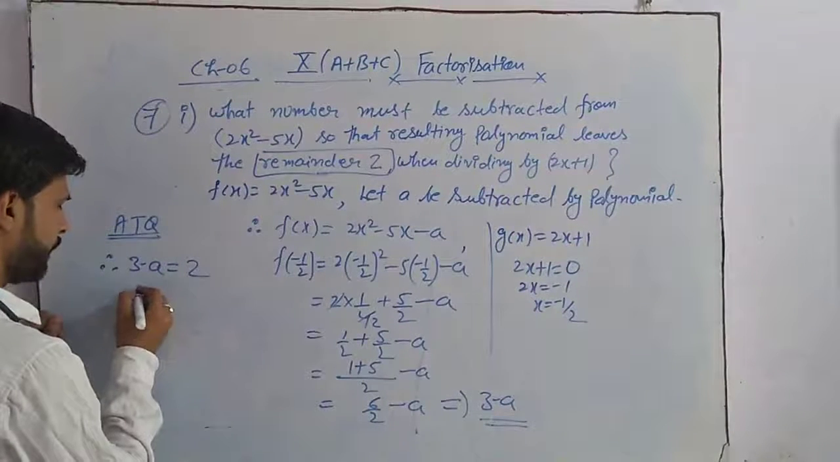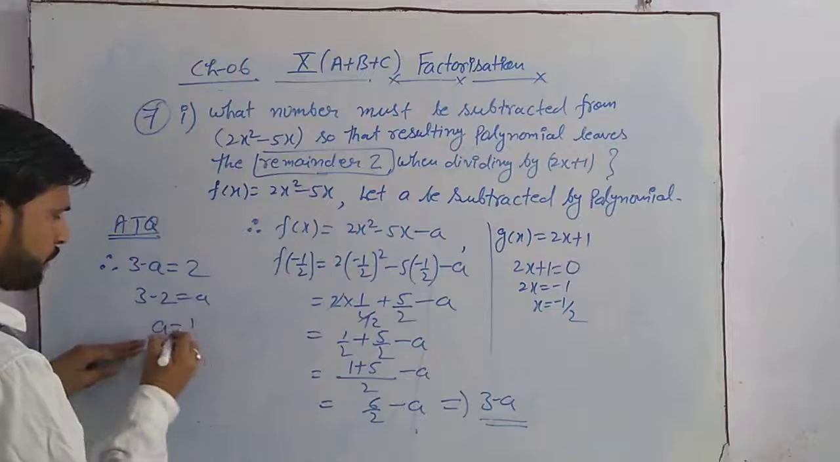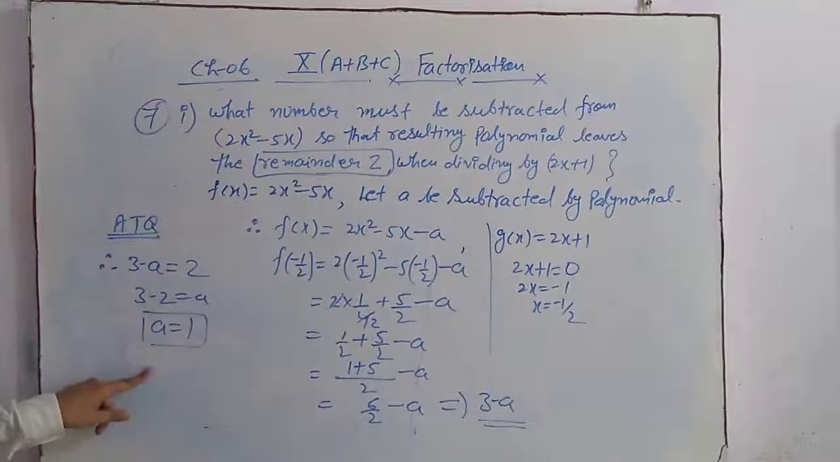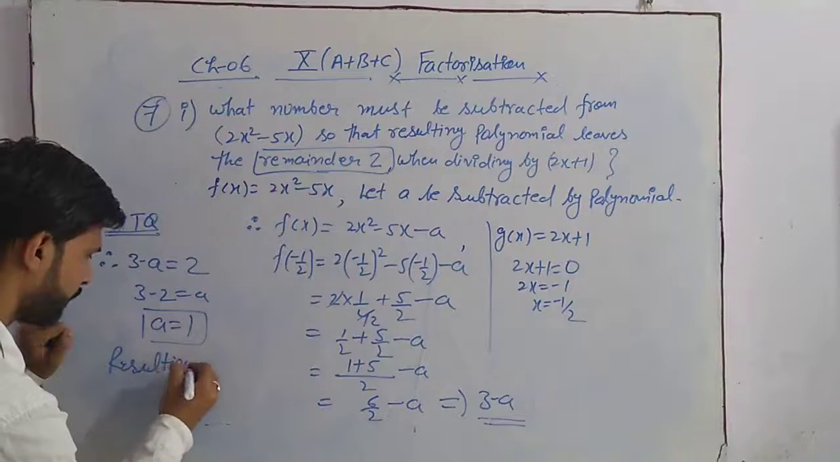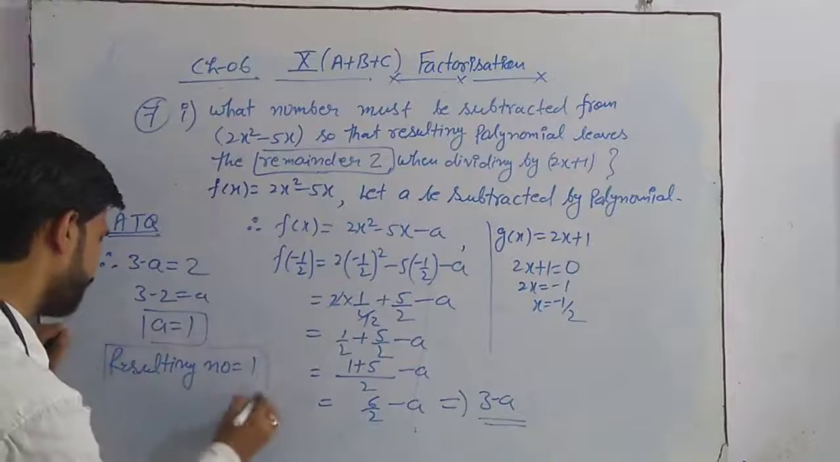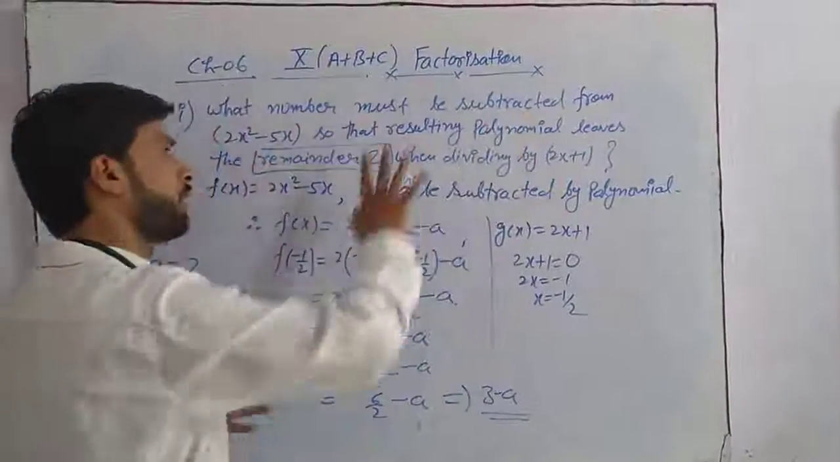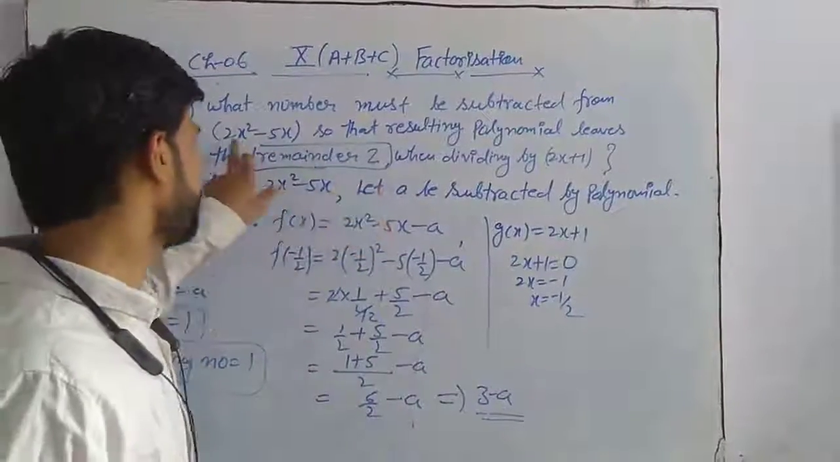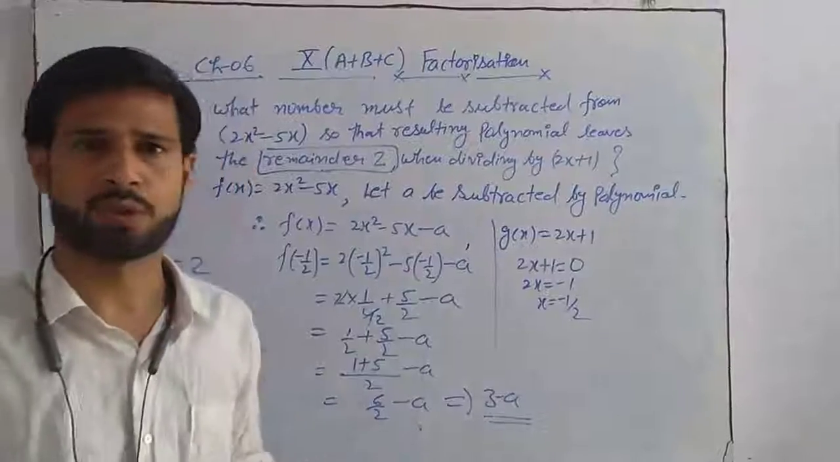In this way, 3 minus 2 is equal to a. Now the value of a is 1. Therefore the resulting number is equal to 1. What number must be subtracted? It means 1 is subtracted from the given polynomial, then we get remainder 2. Now thank you class.